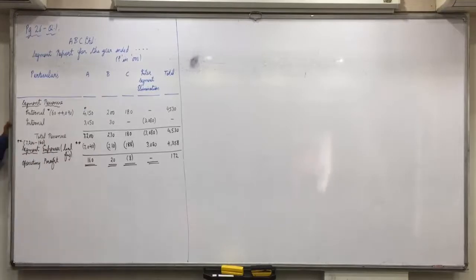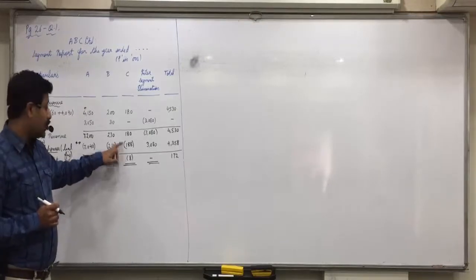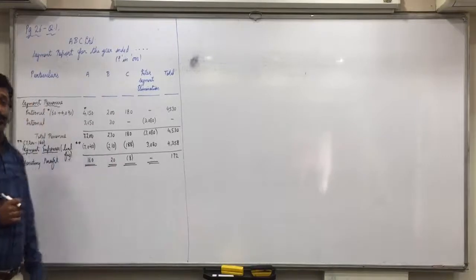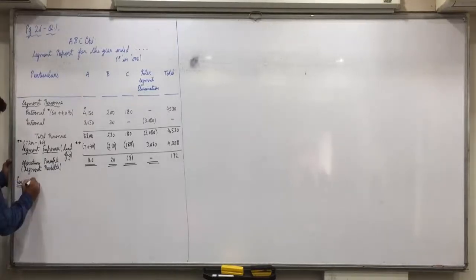Okay. Now after segment profits or operating profits, what do we do? No, it's minus 8, it's a loss. So 180 minus will become plus. That's 188. Okay. Is any other confusions? So this operating profit are nothing but the segment results. Now after segment results, what do we have to minus? Head office expenses. So less head office expenses.